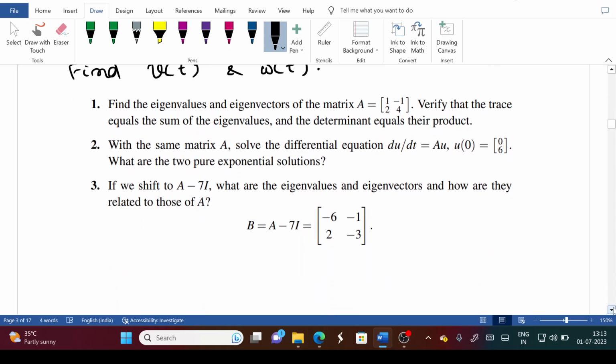Now let us apply these concepts to our problem set 5.1 to solve some of its problems. Question number 1: find the eigenvalues and eigenvectors of the given matrix A with values 1, -1, 2, 4.